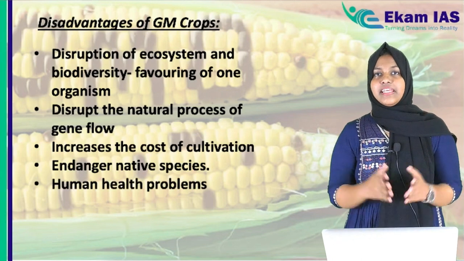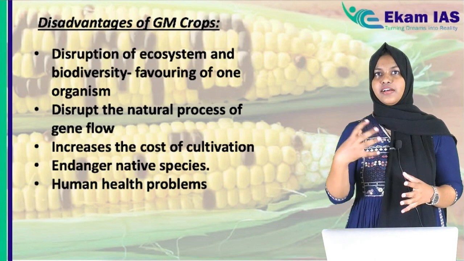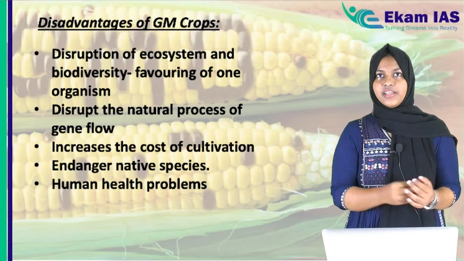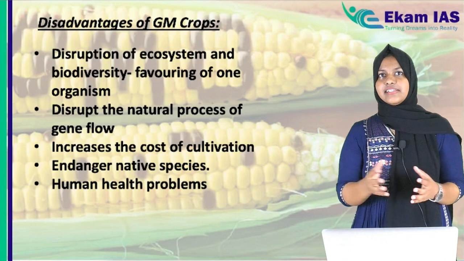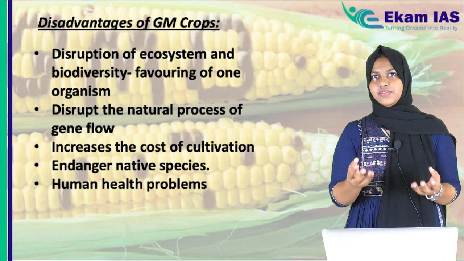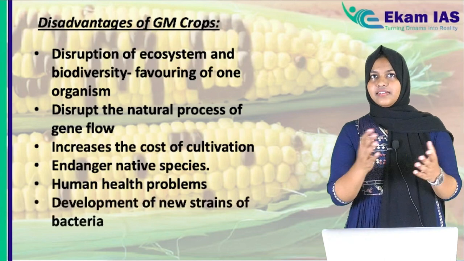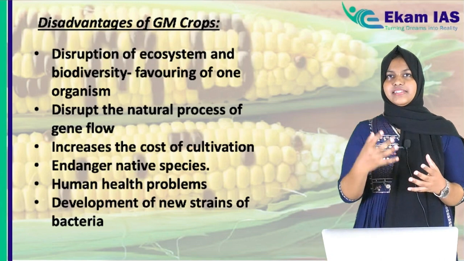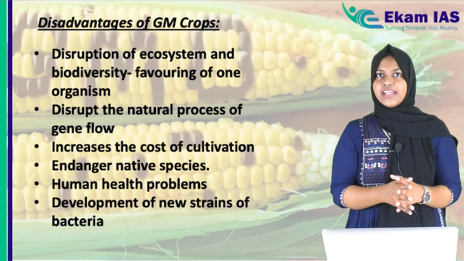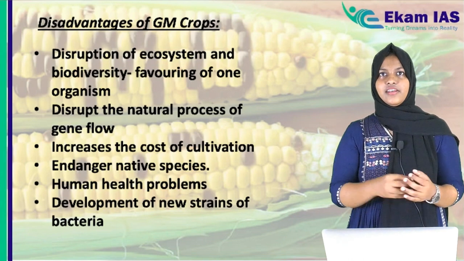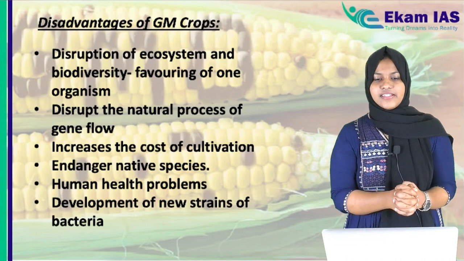And also there have been many concerns regarding human health problems, like what happens if we consume a crop that is genetically altered. It is not scientifically proven, but since they are genetically altered, there are some concerns regarding human health. Now, they are genetically modified, right? So the bacteria or insects that consume these can also be affected, or there will be some other variety of insects or bacteria. So this can develop a new strain of bacteria. So these are some of the disadvantages of GM crops.